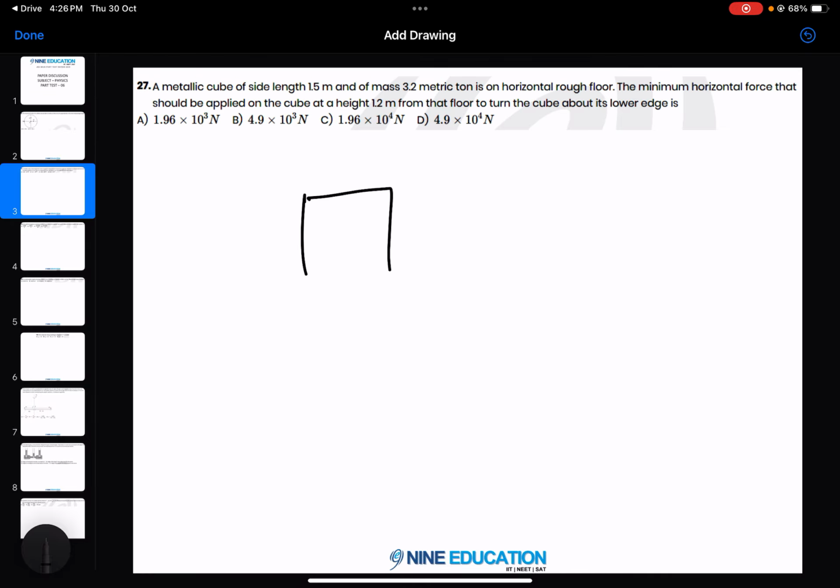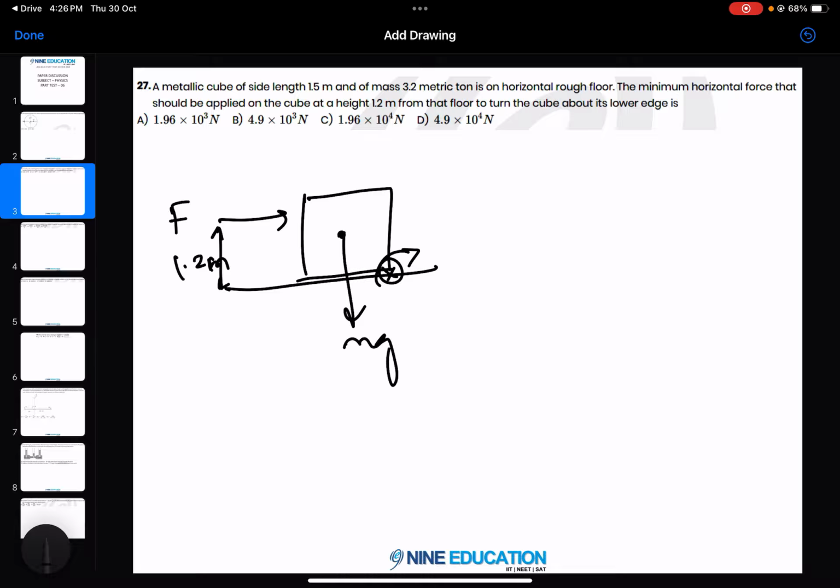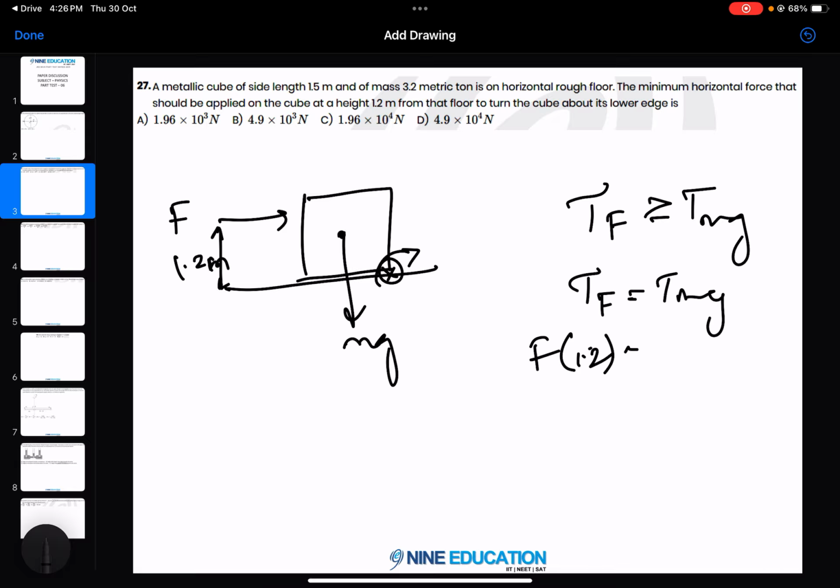Now in the second question, there's a cube, with a horizontal force being applied at 1.2 meters. This cube needs to rotate about this lower edge. So the only forces which are applying torque are F and mg. When torque due to F is greater than or equal to torque due to mg, it will start to turn. So we will find the minimum force by equating them. So F into 1.2 must equal mg into A by 2. A by 2 will be this perpendicular distance. Substituting the values, we will get 1.96 into 10 power 4, which will be option C.